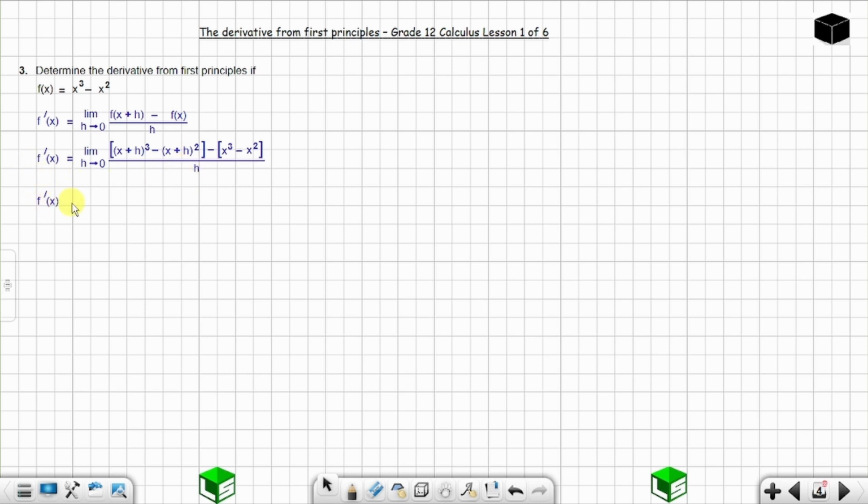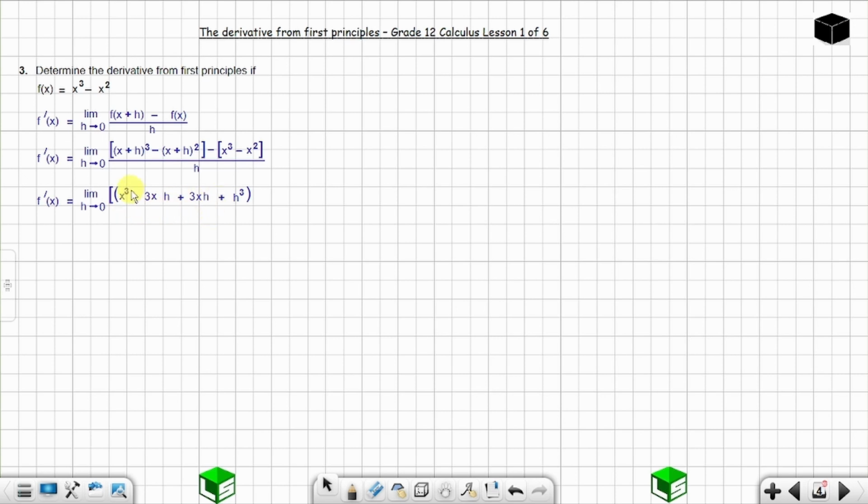Let's carry on. f prime of x is equal to the limit as h goes to 0. Now you are going to expand the bracket. You have this first bracket, x plus h cubed, in your square bracket. Let me show you how you can expand this bracket. You have x cubed as your first term and h cubed as your last term, and in between you have 3xh and 3xh. You still have your plus there, right?